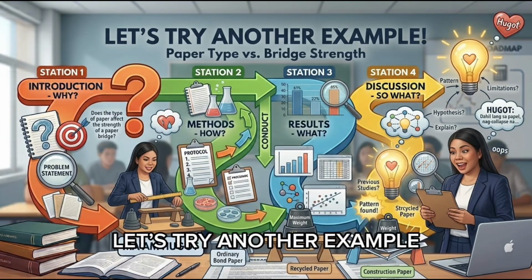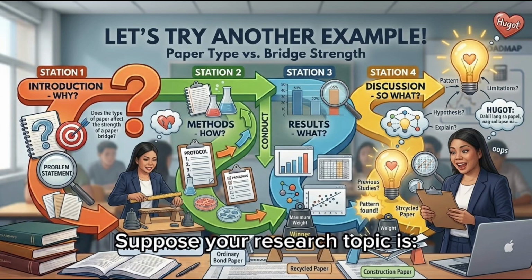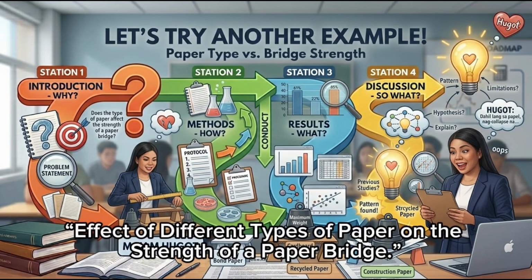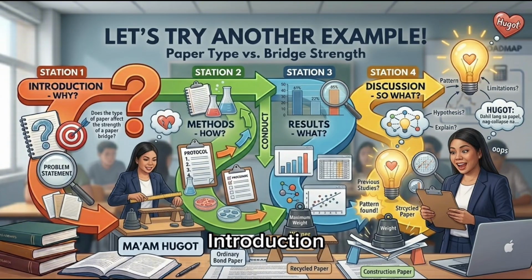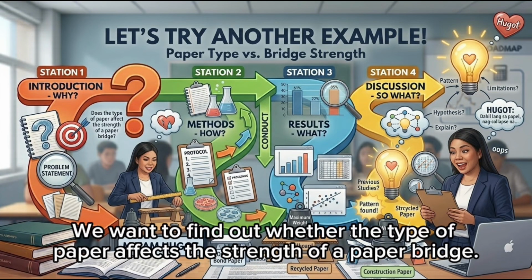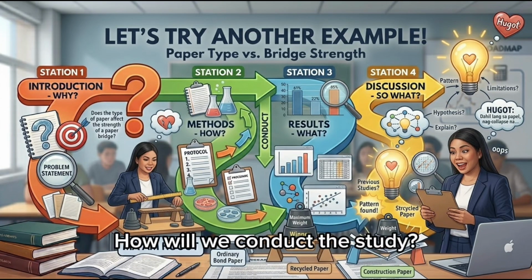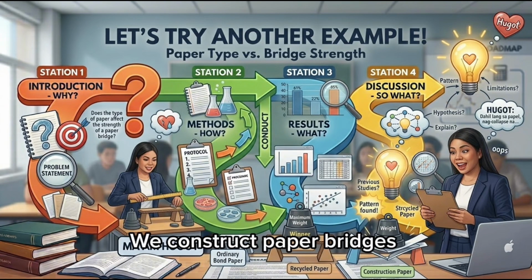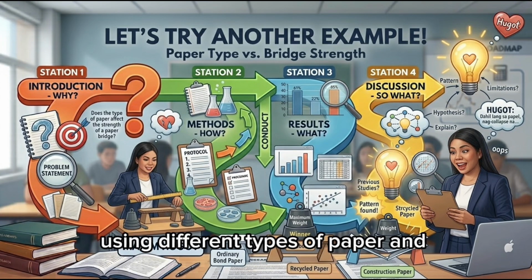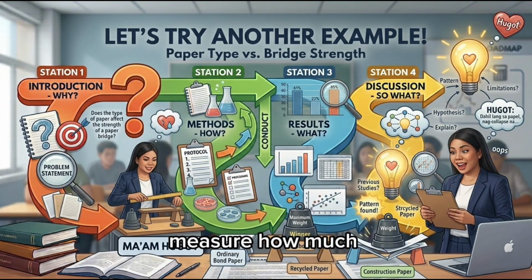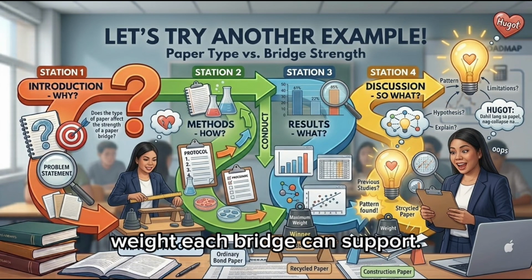Let's try another example. Suppose your research topic is the effect of different types of paper on the strength of a paper bridge. Let's apply IMRAD. Introduction. Why are we doing the study? We want to find out whether the type of paper affects the strength of a paper bridge. Methods. How will we conduct the study? We construct paper bridges using different types of paper and measure how much weight each bridge can support.